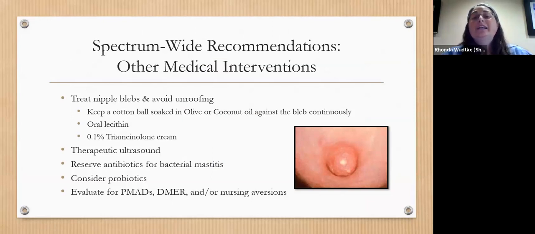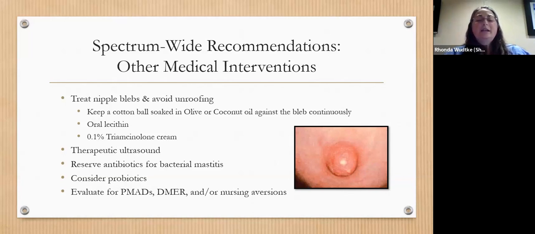Other recommendations are treating blebs, but avoiding unroofing. Unroofing is using your fingernail, a needle, anything to open this area up, because that increases inflammation and risk for more trauma. Instead, use a cotton ball soaked with olive oil or coconut oil, lecithin, or 1% triamcinolone cream, which is a moderate potency steroid that does require a prescription. The ultrasound uses thermal energy to decrease inflammation and swelling. Antibiotics, we really don't want to be using yet.